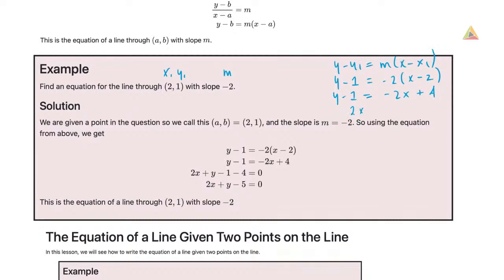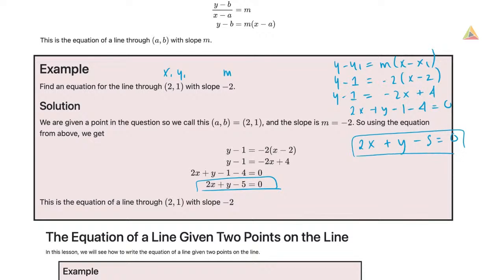So it'll be 2x plus y minus 1 minus 4 equals 0. I'm just going to continue down here. So 2x plus y minus 5 equals 0. And that's the same answer as what they got here. So the equation of the line through the point (2, 1) with a slope of 2 is that one there.